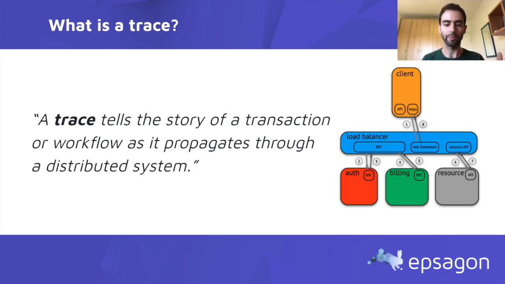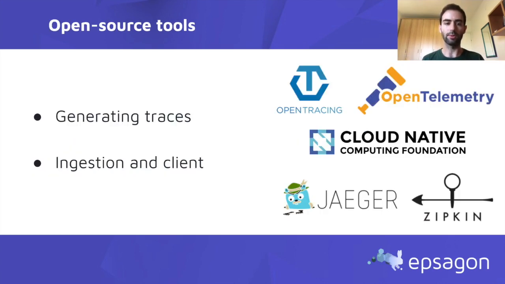That's it. Now, in order to generate traces or in order to do distributed tracing, there are several open source tools that can help us to accomplish that. And they differentiate into two kinds of categories. Some of them help us to generate traces, the same way as we generate the logs. And the other part is to ingest and have some client to visualize the traces. Again, pretty similar to logs. You create them and you ship them somewhere to do something with them.